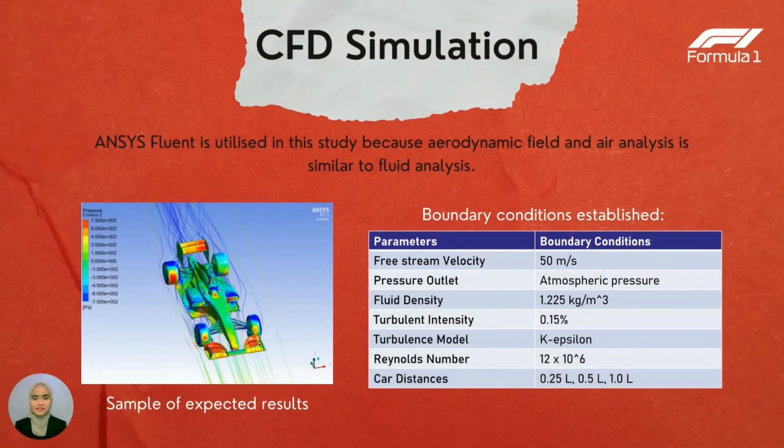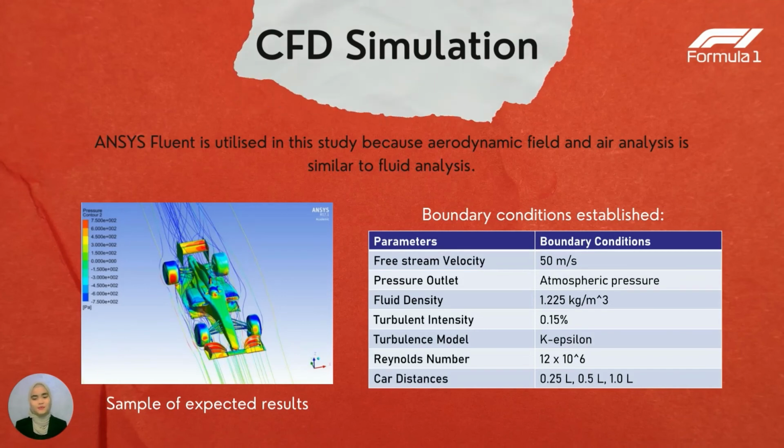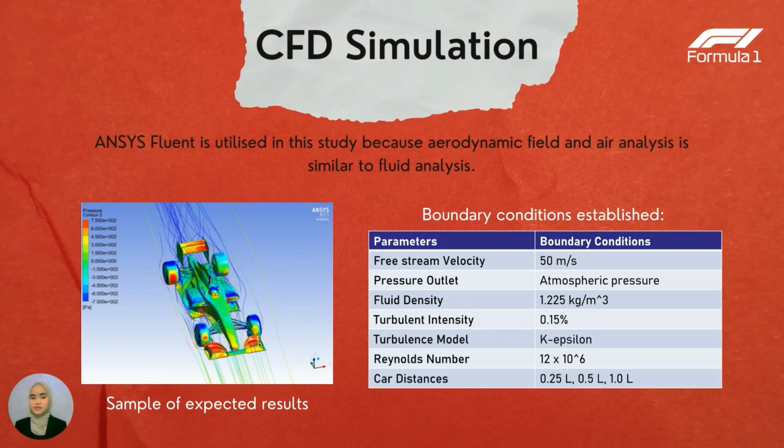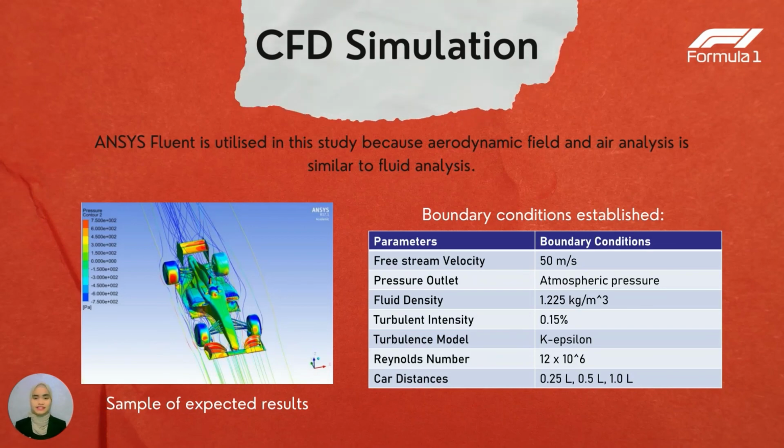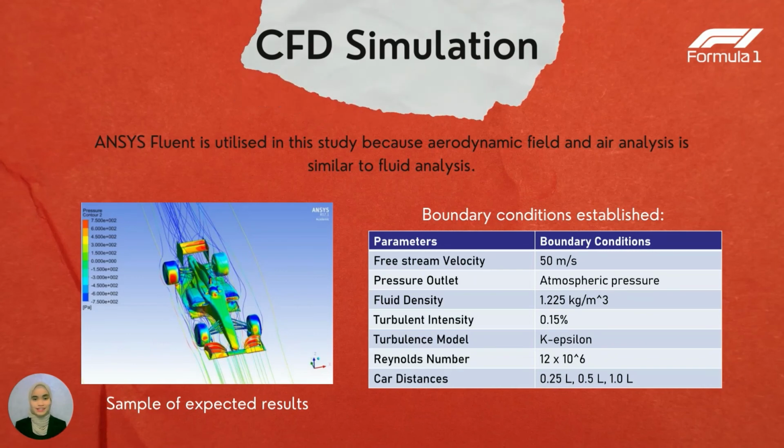The next step is to conduct the CFD simulation. But first, why CFD? While most large F1 teams have wind tunnels to experiment with, CFD simulations offer an excellent alternative, allowing teams to reduce experimentation and associated costs, while accurately tuning the parameters using computational models. ANSYS Fluent is utilized in the study because aerodynamic field and air analysis is similar to fluid analysis.